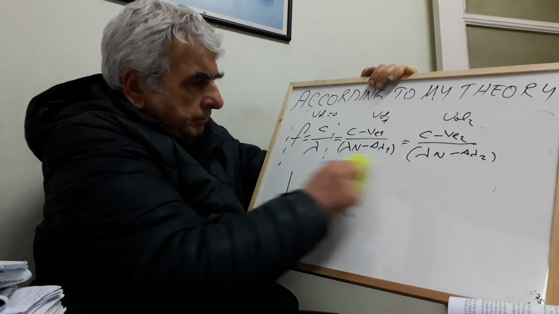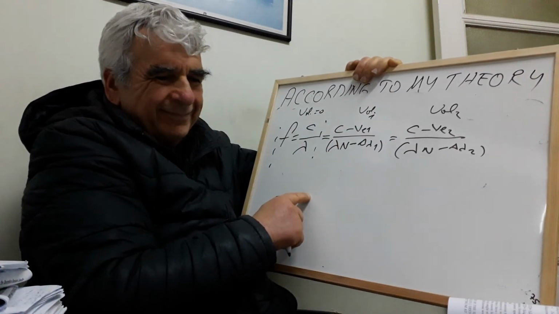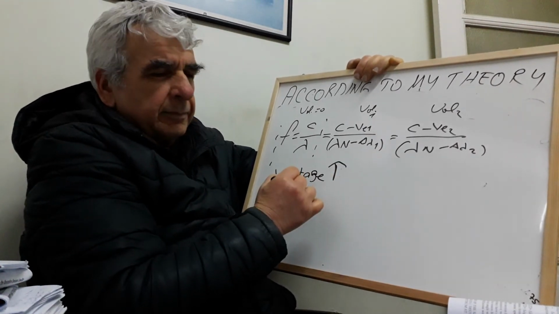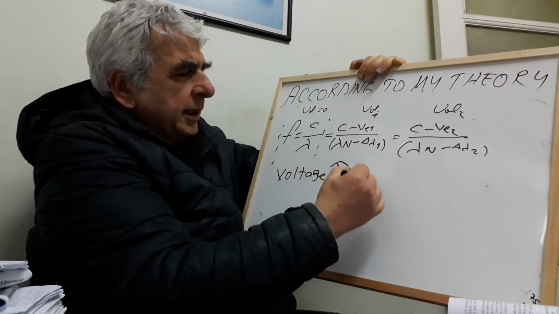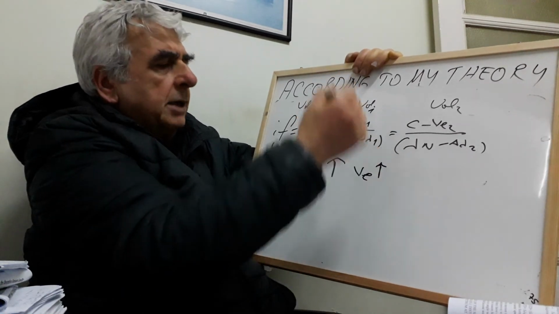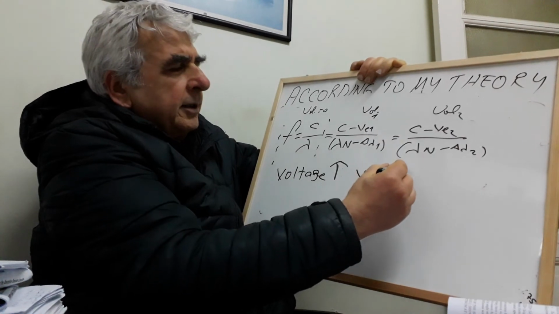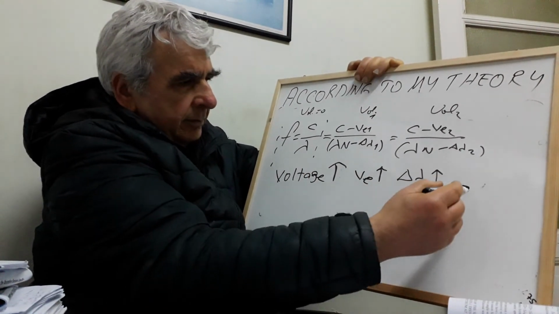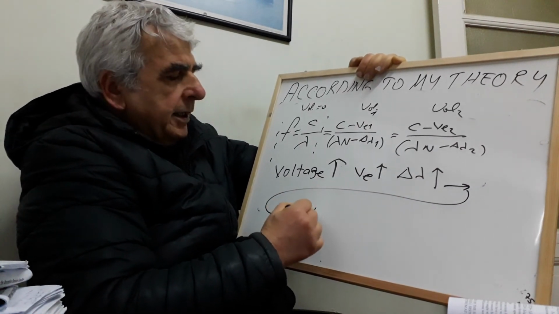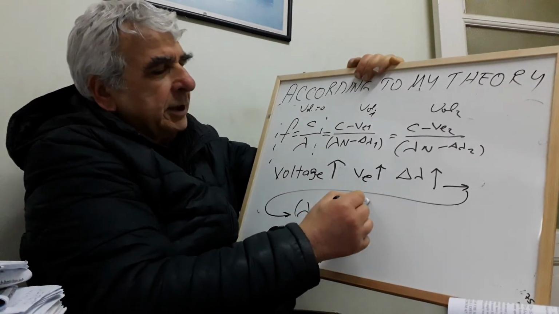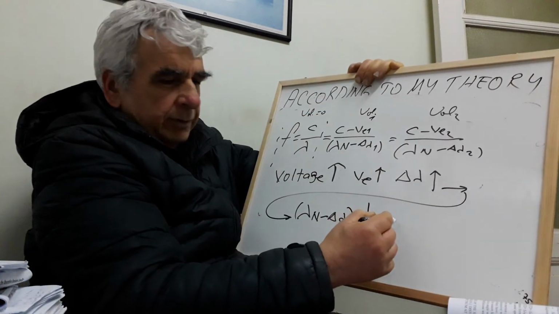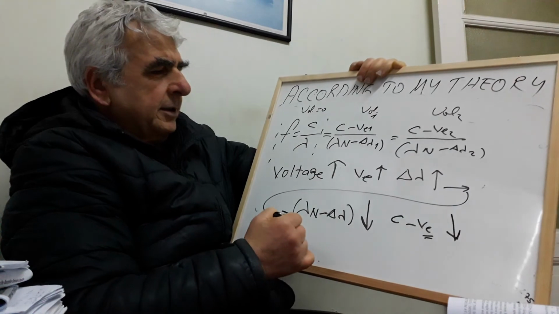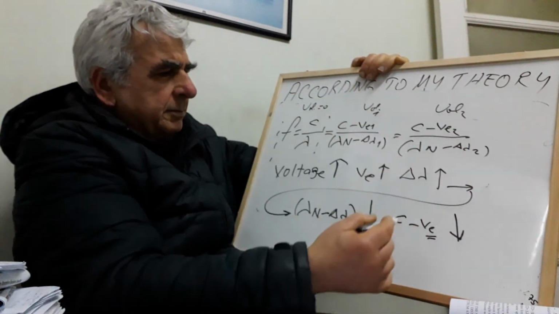Now, if voltage goes up, the electron motion form's velocity will go up at the same rate. Then delta lambda goes up, so lambda n minus delta lambda will go down, and so C minus VE goes down. Okay, this is the relationship. Where is voltage?